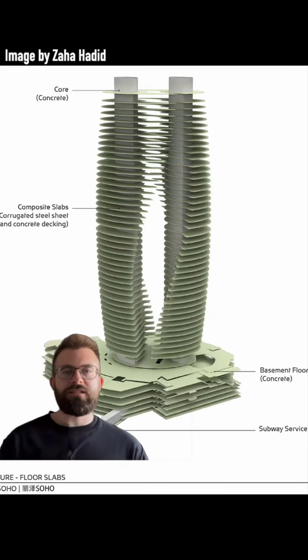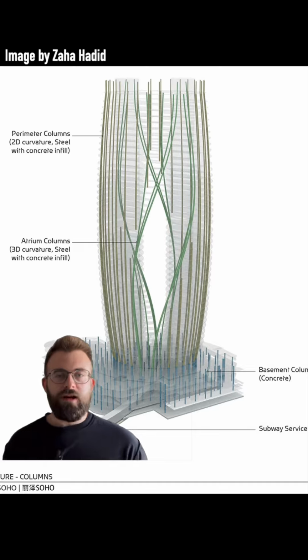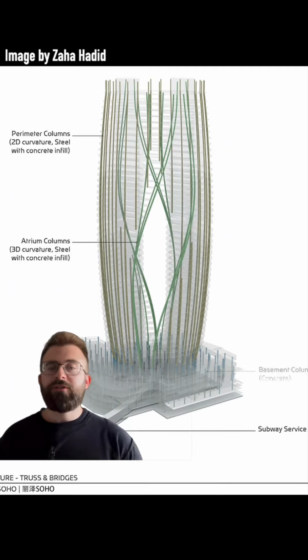So we have our floor slabs. These are made of metal decking with concrete, so they're composite. The vertical framing is composed of these walking columns with their 3D curvature, and then you also have your standard vertical columns that are slightly leaning sometimes, depending on exactly where they are in the facade. And then we have our trusses, which we already talked about.